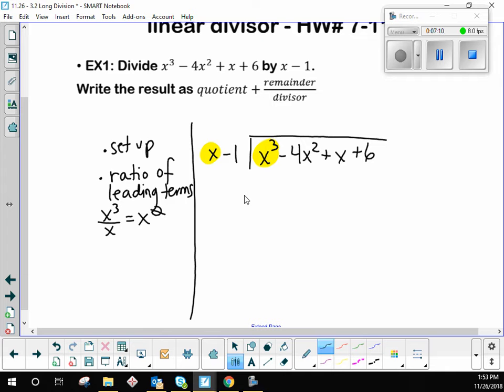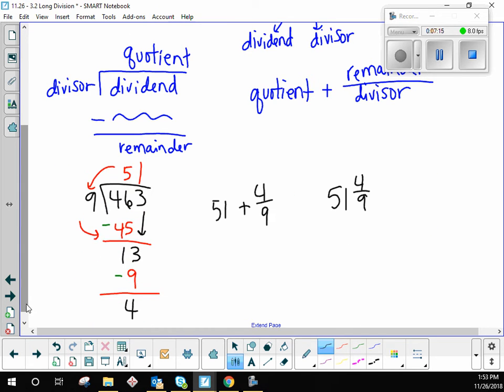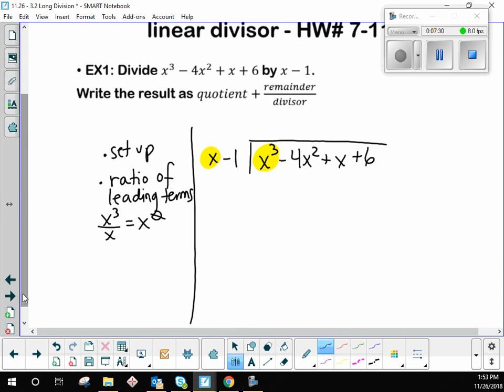So in the number problem, we figured that 9 goes into 46 5 times. I did not write that 5 above the 4, right? I wrote it above the 6 on purpose. It needed to go there. It's a placeholder. It's in a specific spot for a reason. Here's how that translates to polynomials. X goes into x cubed x squared times. I'm going to take that x squared and line it up above this x squared. So what you want to do is line up the degrees on top of each other as you work the entire problem.